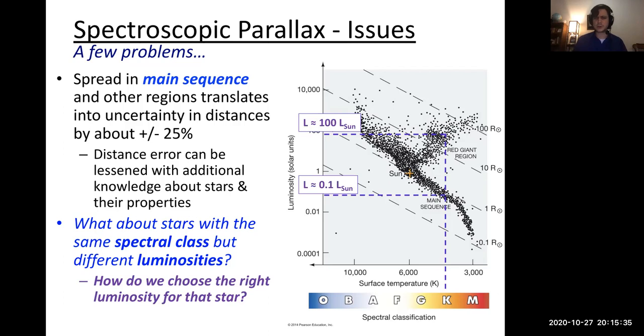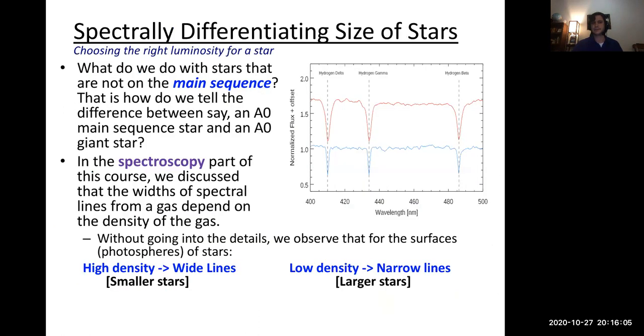So which one do I use? What luminosity is the right luminosity to choose? The safe bet is that you're probably dealing with a main sequence star because 90% of them are main sequence and only 1% of them are red giants. I like those odds, but not good enough for science. So how do we decide which luminosity we're going to use? The 0.1 solar luminosities for this K0 star or 100 solar luminosities for this K0 star?